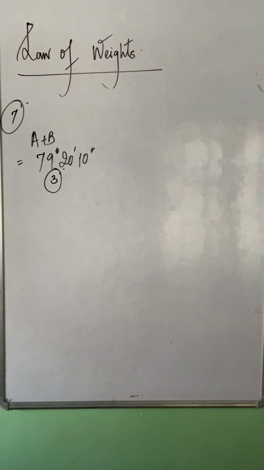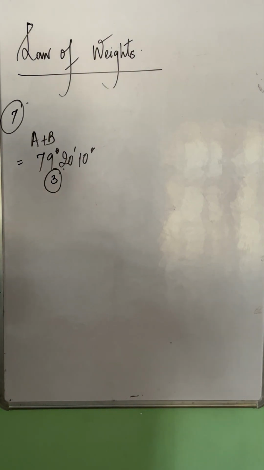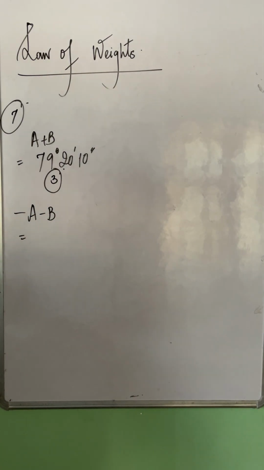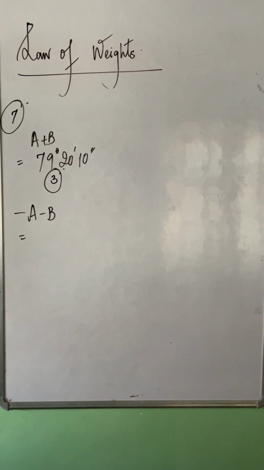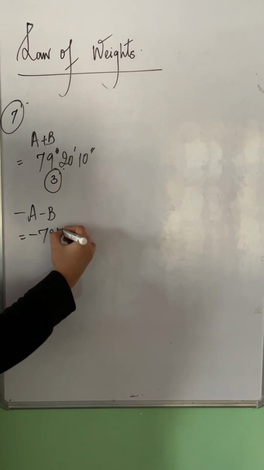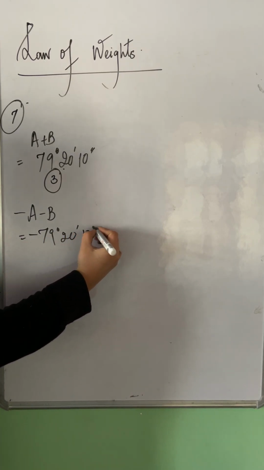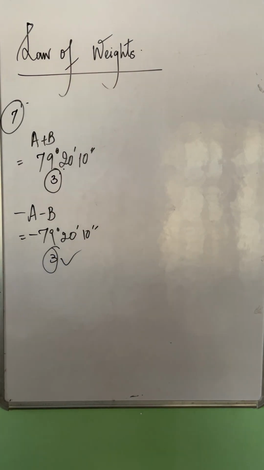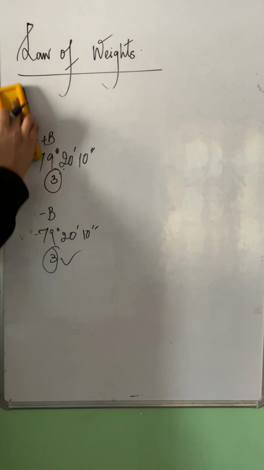And if we change the signs of the equation, it will have the same weight. It won't be changed. So the law says the weight of an equation remains unchanged if all the signs of the equation are changed. It will also have a weight of 3. This was the 7th law. Now the last one.